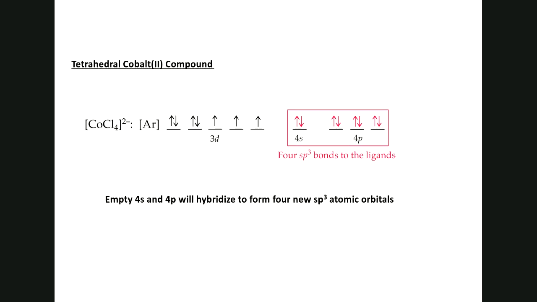Right? We can carry out the same exercise if we were to look at a tetrahedral cobalt complex. So if I were to look at CoCl4 2-, again, this is going to be d7, but my ligands are now going to occupy sp3 orbitals. The 4s and the 4p are going to hybridize to form 4 sp3 orbitals, and that is where my metal-ligand bonding will take place. So get that? You see that?